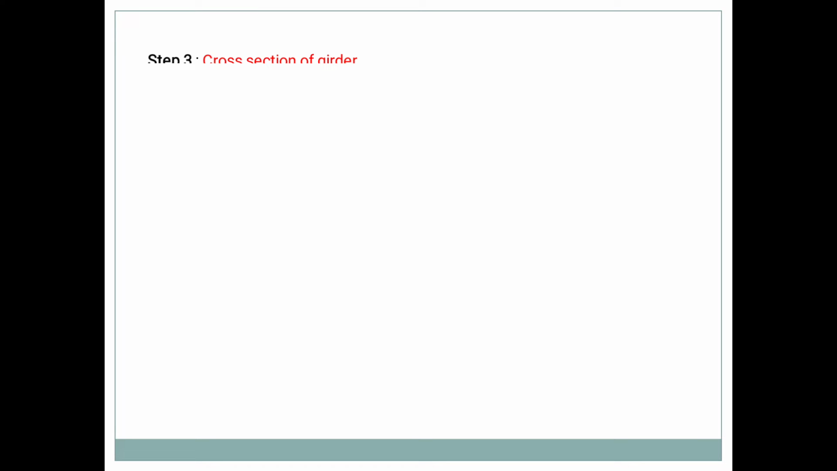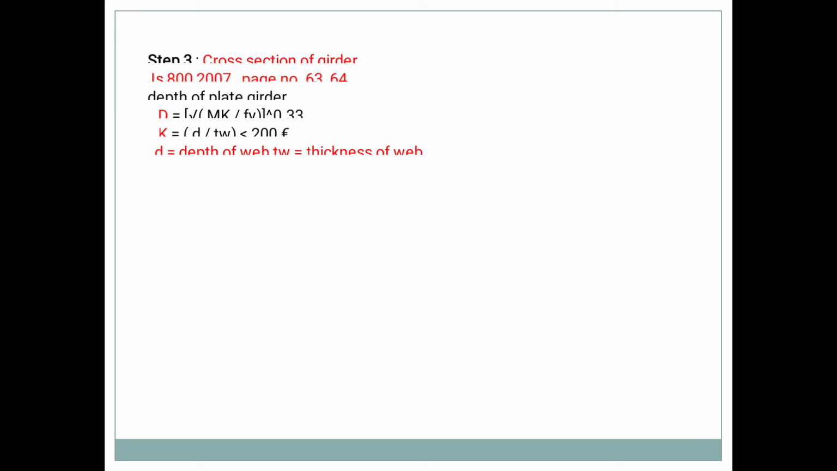Step 3, cross section of the girder. IS 800-2007, page numbers 63 and 64. The depth of the plate girder is given by the formula d is equal to (M k / fy) to the power 0.33, where M is the bending moment and k is a value we find from a separate formula. k is equal to d divided by tw, which is less than 200, where d is the depth of web and tw is the thickness of web.